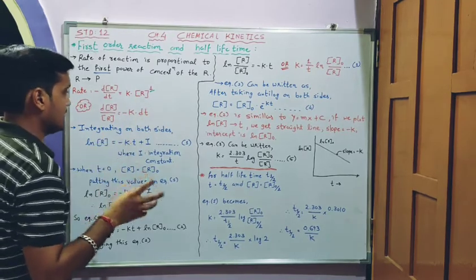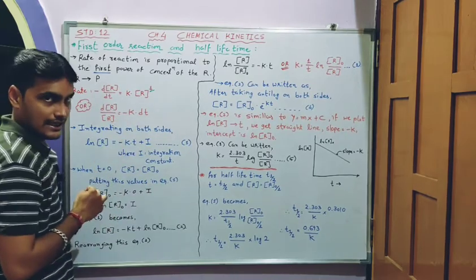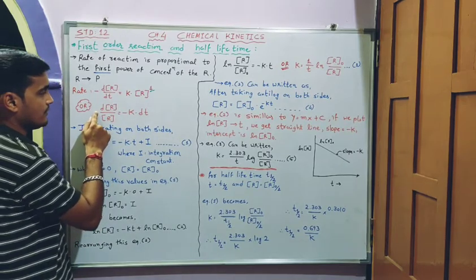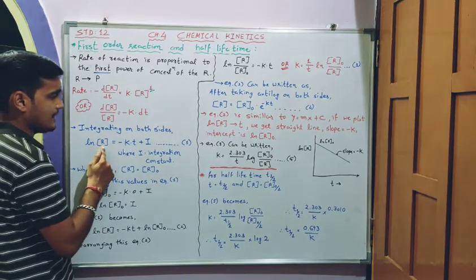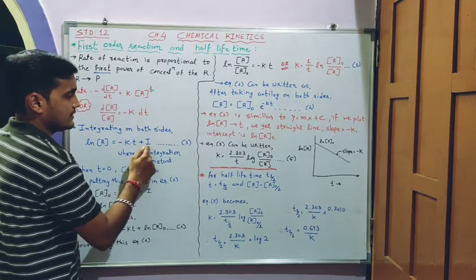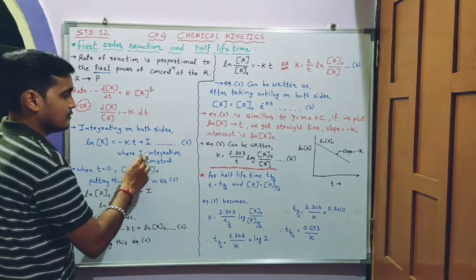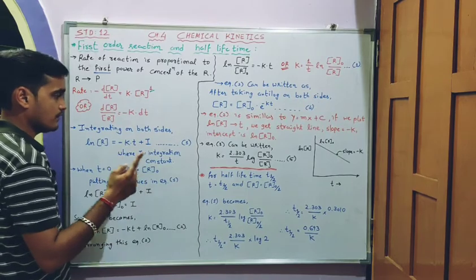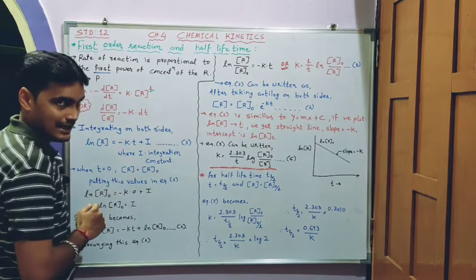Now we are going to take integration on both sides, left as well as right side. So we will get integration of dR by R. We get the value ln R is equal to minus k into t plus I. This I is a new parameter that is added, known as the integration constant. So we will get our equation number 1 for this theory: ln R is equal to minus kt plus I.